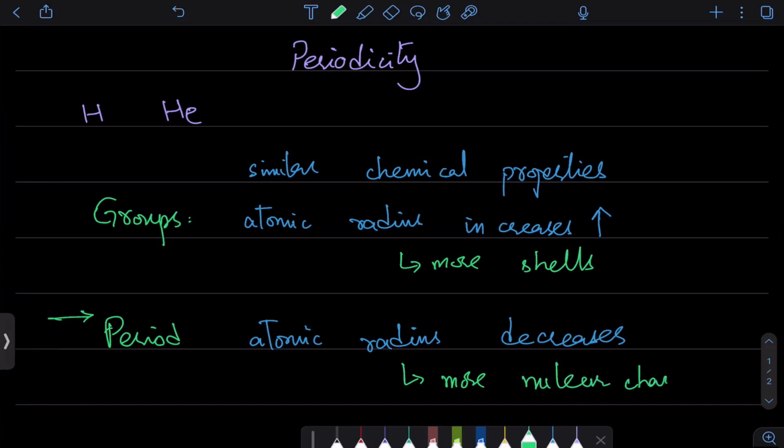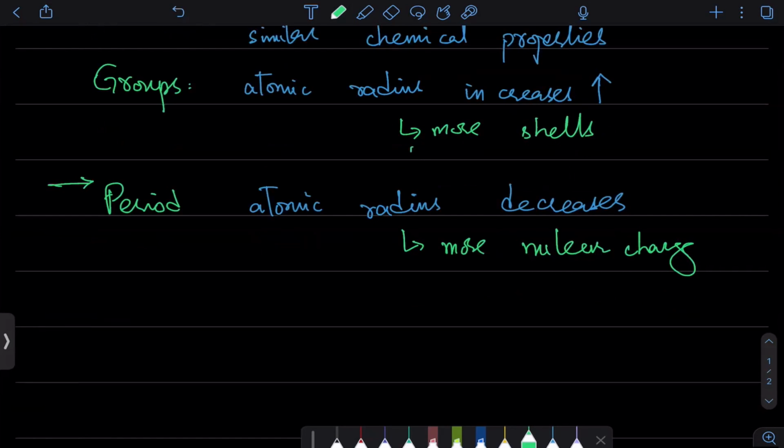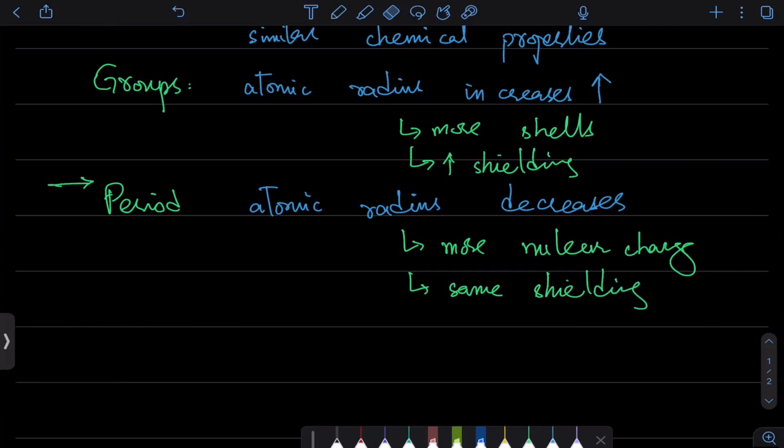And because of that, more effective nuclear charge, the atoms pull on the valence electron with more force. Even though the shell is the same, that means there's the same level of shielding, which is going to increase in the case of down the group, but more nuclear charge and the same shielding tells me that the atomic radius will remain the same. Now, it's not exactly the same, it's roughly the same. So I will say similar shielding because they are in the same shell.